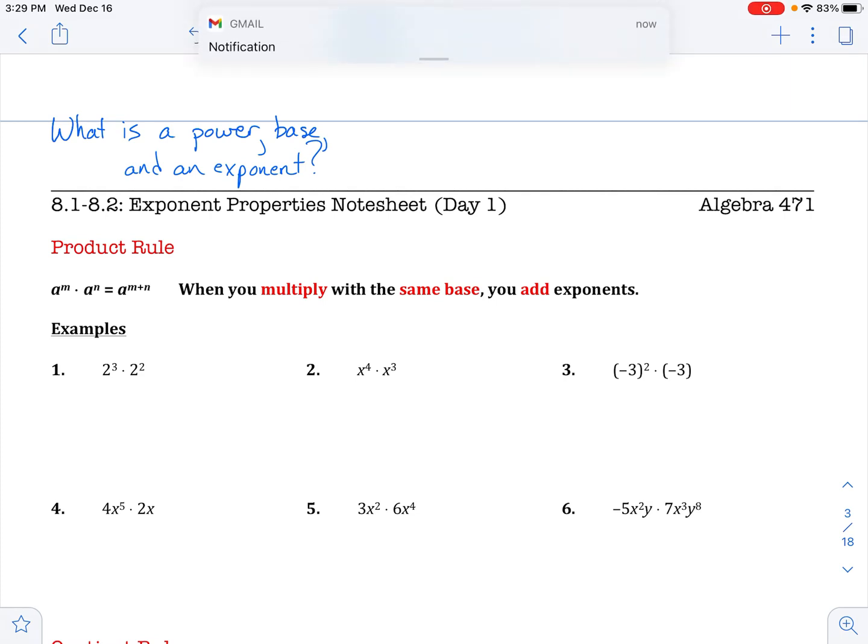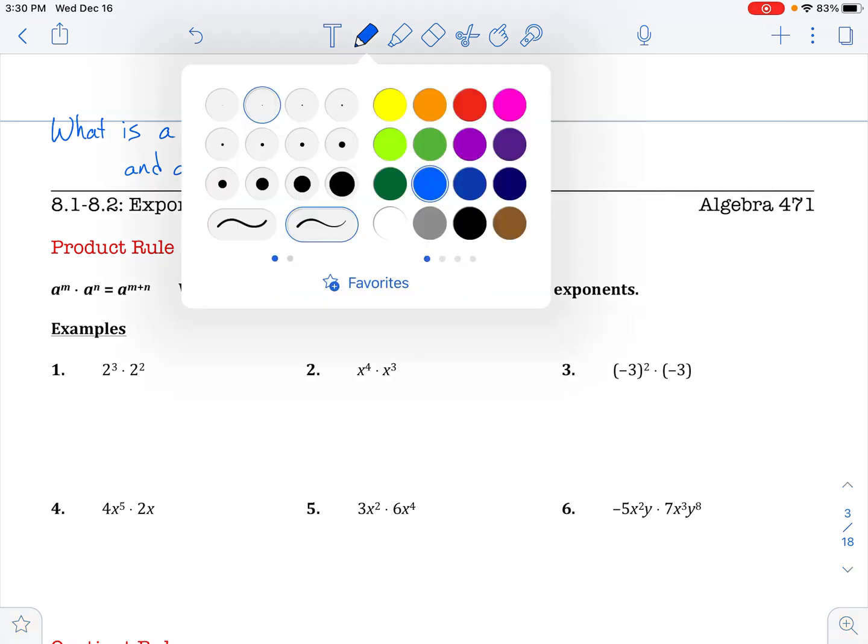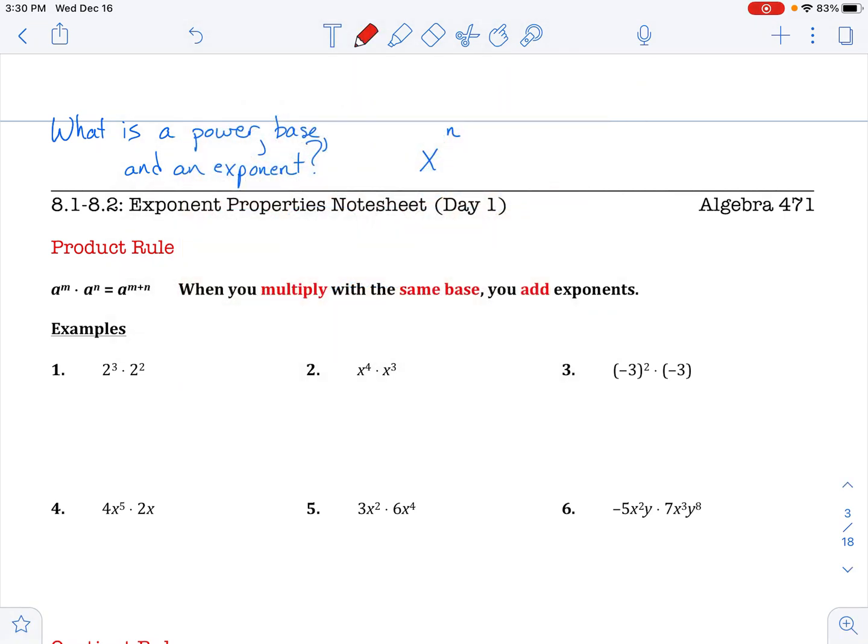So if I gave you an example of something like x raised to the n power. Well, what we know here is that we can define the x as being the base. We know that the n is the exponent. It is this superscript. It's a small number that's written up high. And together, this whole thing, the base and the exponent, make up the power.